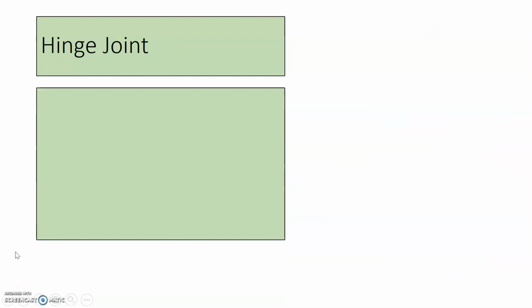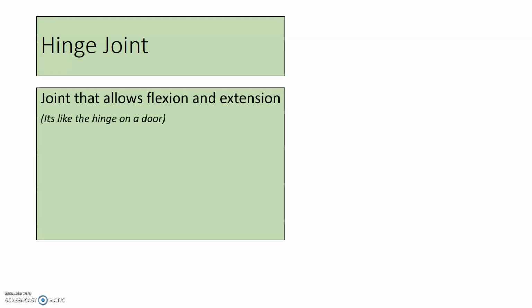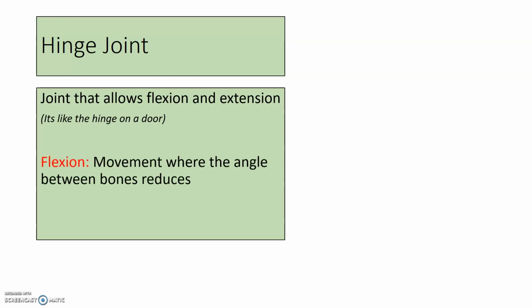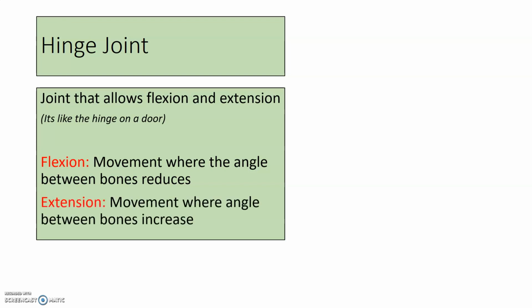Okay, so let's move on to hinge joints next. For hinge joints, we need to be aware that they basically provide the movements of flexion and extension. As I talked about on a previous slide, it's a bit like a hinge on a door. When we think of a hinge joint within our body, it's very similar to the hinge joints you might find in your own home. If we remember what flexion is, it's the movement where the angle between bones reduces. So we are reducing that angle. And for extension, we're looking at the movement where the angle between the bones increases.